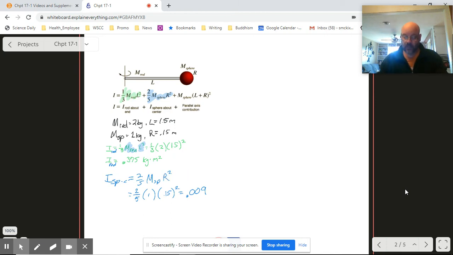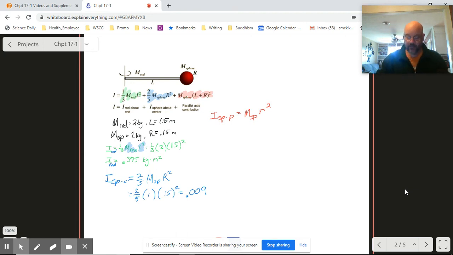Okay, but like I promised, we've got to come back and do the movement of the sphere in a circle. So it's spinning and it's moving in a circle. So the way we treat that, I'm going to call that I sphere parallel. Okay, we treat it like a point mass moving in a circle. And the moment of inertia for a point mass is just mr squared. So in our case, we've got m for the sphere. And let me not call that big R, let me call that little r squared.